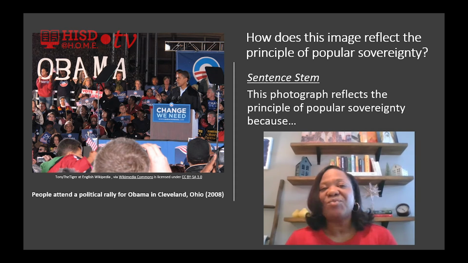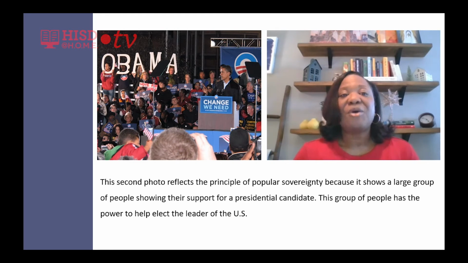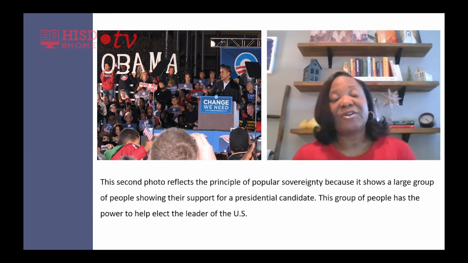How do you think this would be if the people weren't there? If President Obama was just standing at a podium by himself? Who would he talk to? Who would he get his message across to? See, again, the people represent the power. The people are telling him, yeah, we're for you. It's important that the people make those decisions. So as you complete your sentence stem, you might want to say that this group of people has the power to help elect the leader of the US.